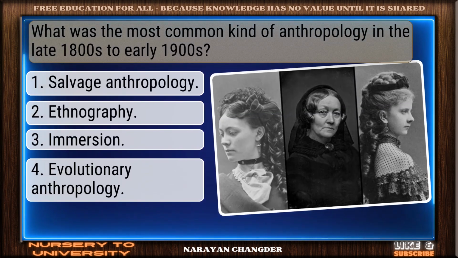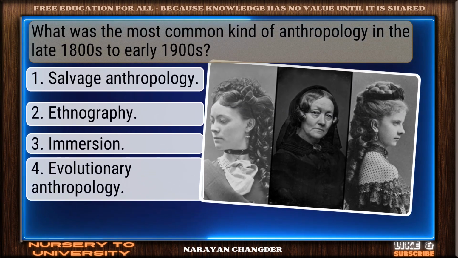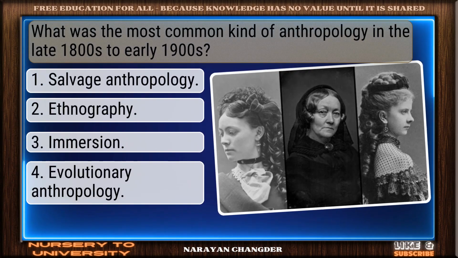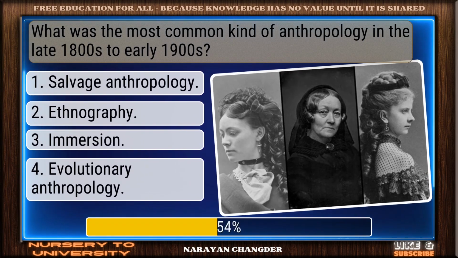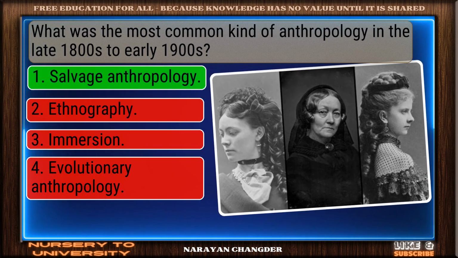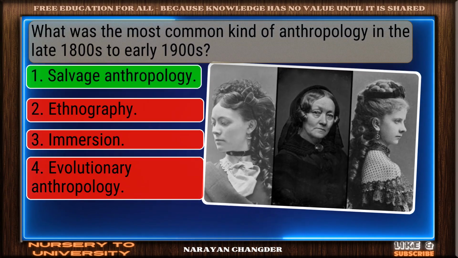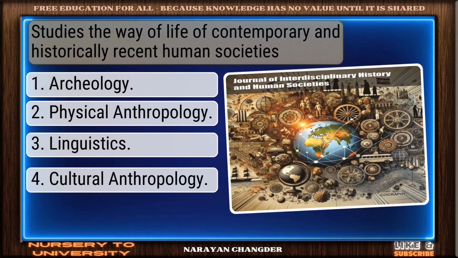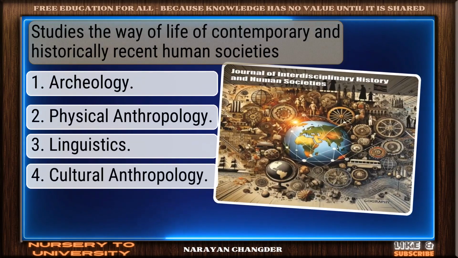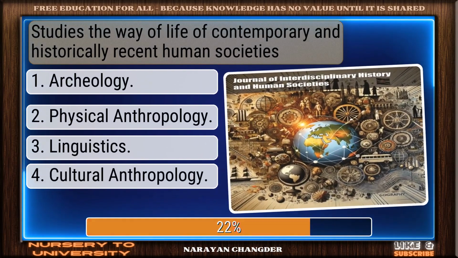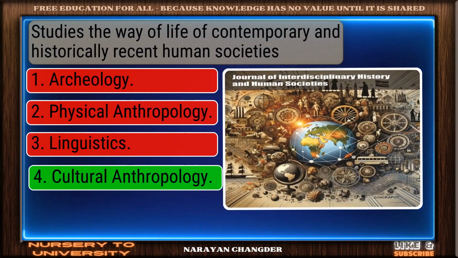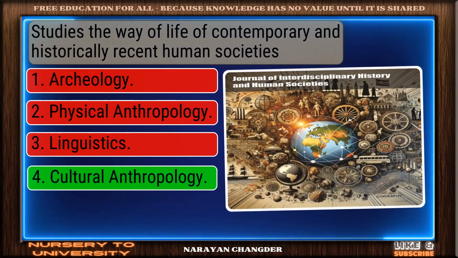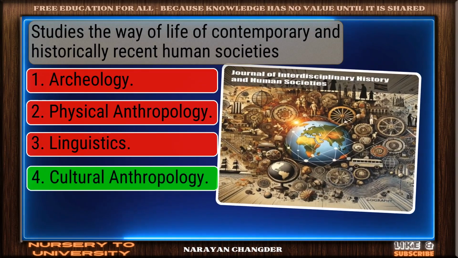What was the most common kind of anthropology in the late 1800s to early 1900s? On track. Salvage anthropology is the correct answer. Studies the way of life of contemporary and historically recent human societies. Solid response. Cultural anthropology is a valid choice.